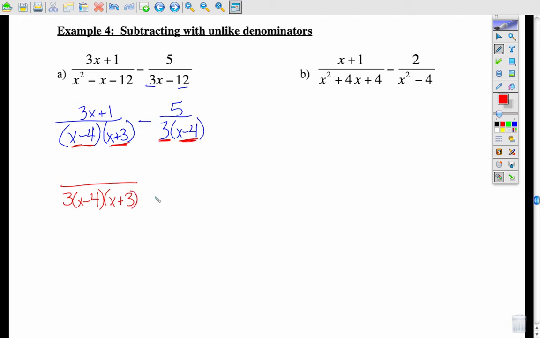But the good news is, once I account for this x minus 4, I've also accounted for that one. And then the last thing I have to account for is x plus 3. That's the last thing left to be underlined. So I now have everything accounted for. So here's my common denominator. Minus. Same common denominator over here.